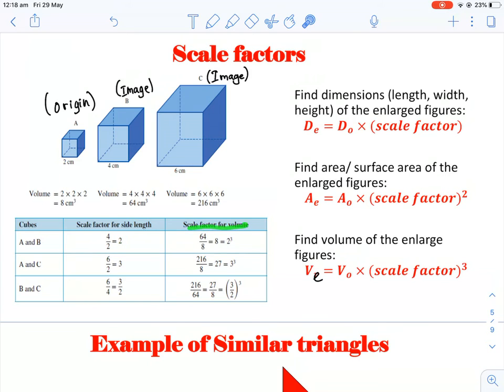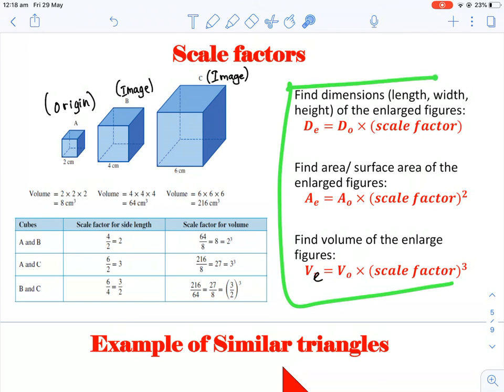And for the scale factor of the volume, I'm going to get the volume of this one, which is 64, divided by the volume of this one, which is 8. So it equals 8. And 8 here is 2 to the power 3, the scale factor of the side length cubed. So if you have the dimension of the origin and the scale factor, how can we find the dimension of the image, or the other way around?